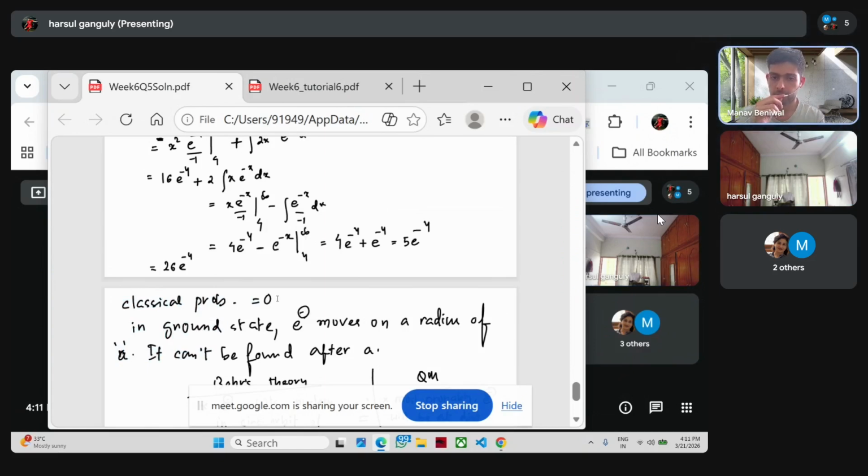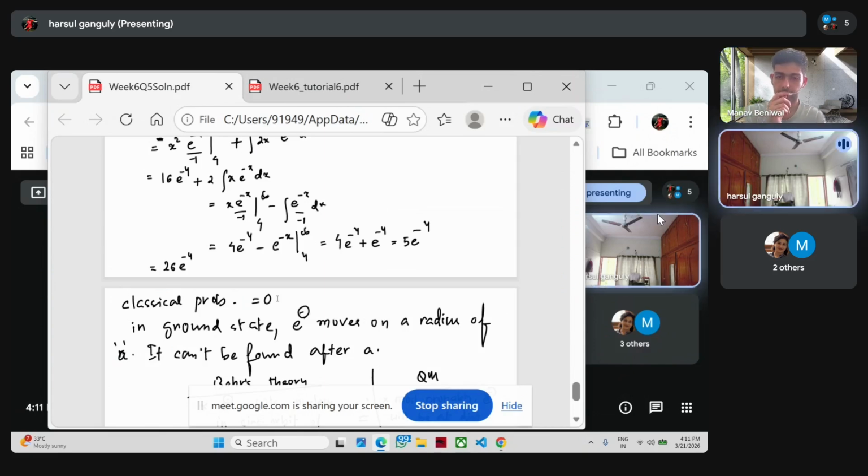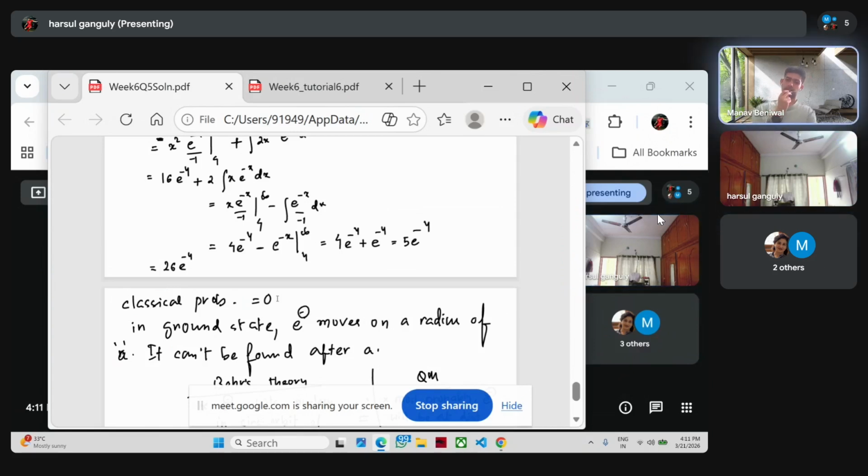So you think that it should be some non-zero value, is it? I don't know why he took it to be 0. Okay. So your doubt is that the classical probability in the answer is 0, but you don't understand why it is given to be 0. Correct? Yes.